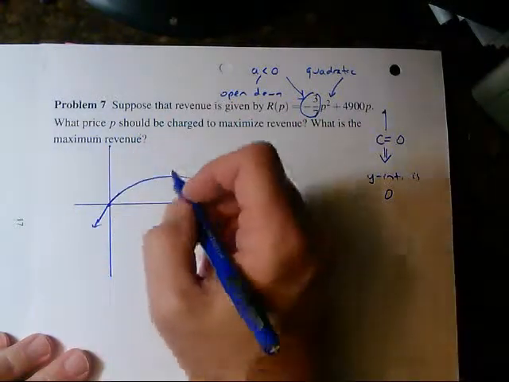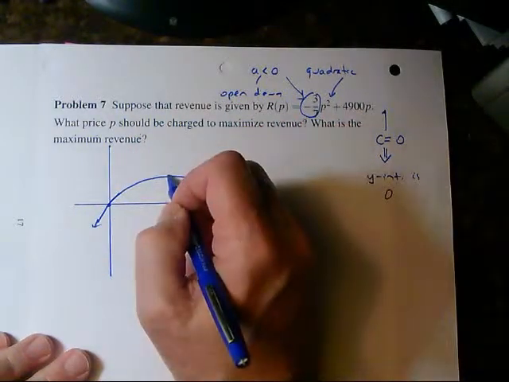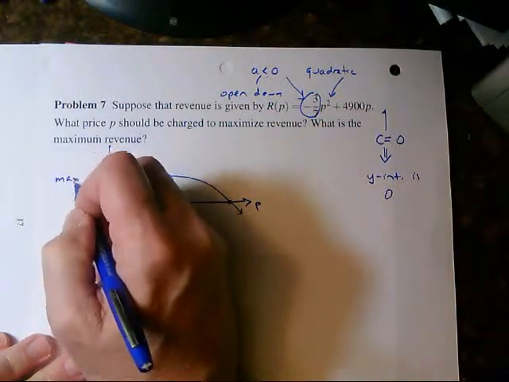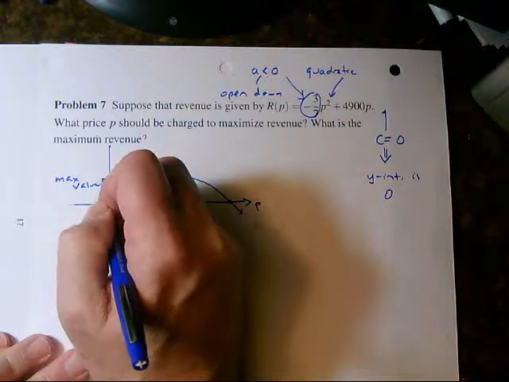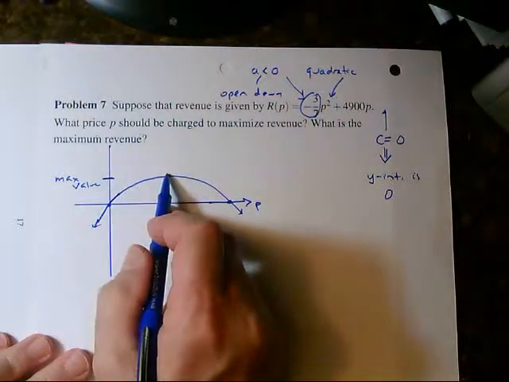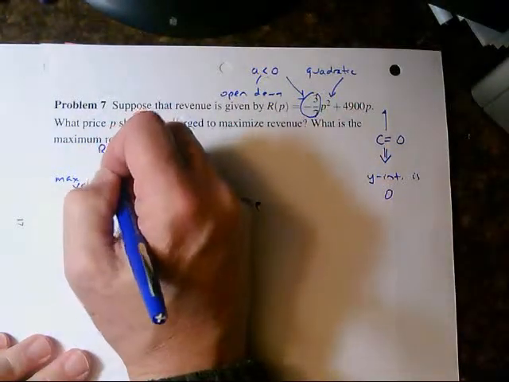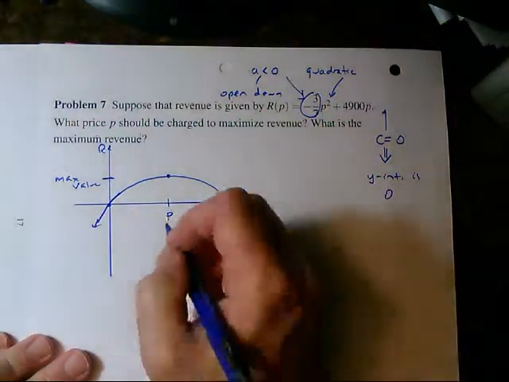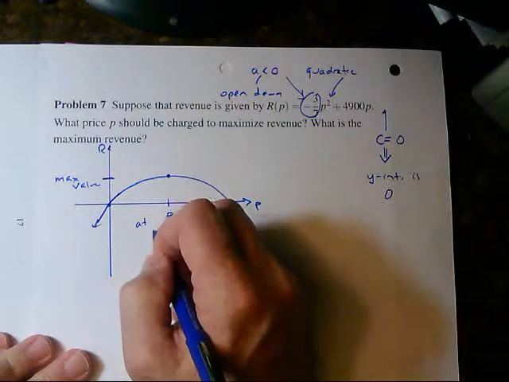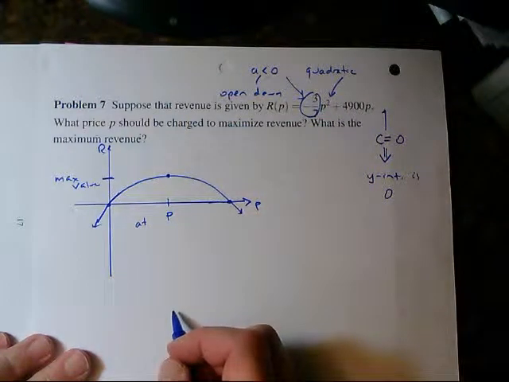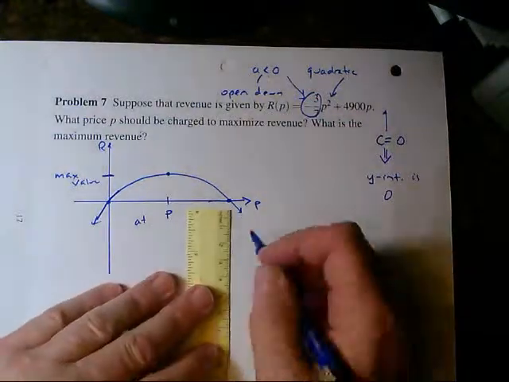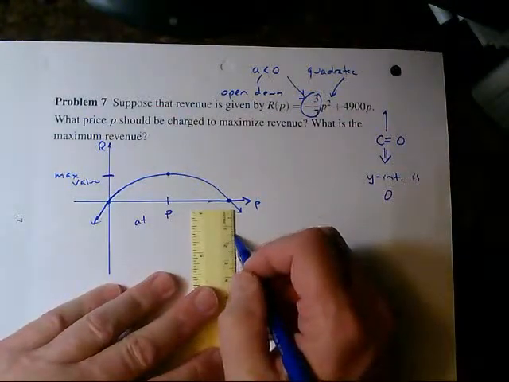Now, the independent variable is p. It's taking the place of x. And we want to know what price should be charged to maximize the revenue. Well, you have the maximum there. The max value will be this on the r-axis, and it will be at this p.